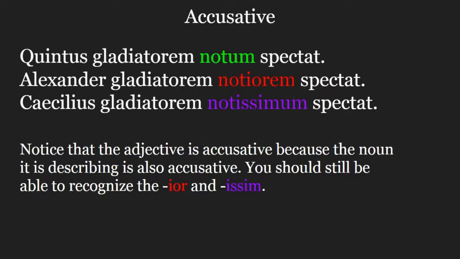Quintus gladiatorem notum spectat. Quintus sees the famous gladiator. Right? Gladiator is accusative. The word for famous is accusative. Alexander gladiatorem notiorem spectat. Alexander watches the more famous gladiator. Caecilius gladiatorem notissimum spectat. Caecilius is watching the most famous gladiator.